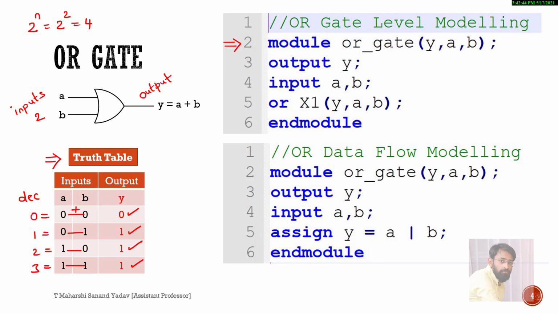Module, this is called as module name and port list. So this OR gate is called as module name. This Y comma A comma B is called as port list. Port list means how many inputs are there and how many outputs are there. So I am following the syntax of output comma input. So first I am writing outputs, then inputs.